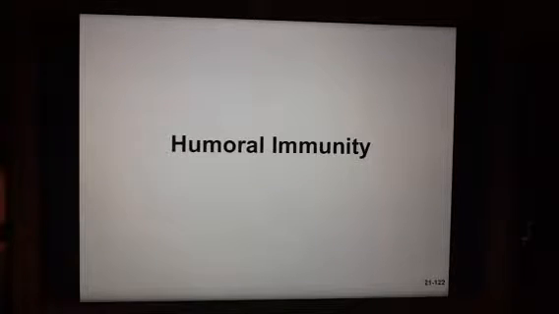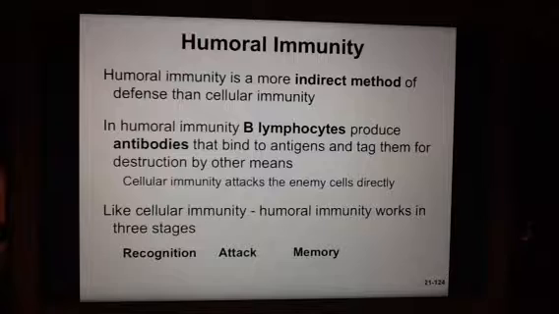Okay, this next section is about, in contrast to cellular immunity, what is called humoral immunity. And it is an indirect method. It's very similar, has some of the same features as cellular immunity, but it is an indirect method of defense. So here, instead of T cells, we'll be seeing B cells. They're still lymphocytes, but B cells produce antibodies. Those antibodies are what is going to bind to the antigens and tag them for destruction by other cells.